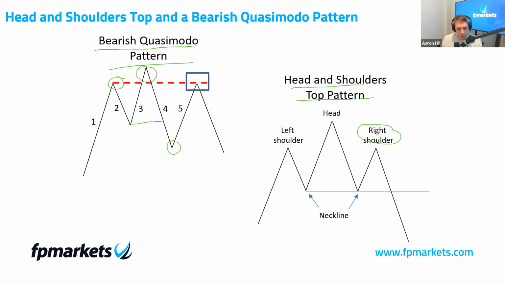Now, another difference between the two patterns, of course, is the neckline. So we have a neckline with the head and shoulders top pattern, which is joined from the troughs made up between the head, right? So then we join the 2 troughs together to form a neckline. And when we break this neckline, we have a bearish signal.